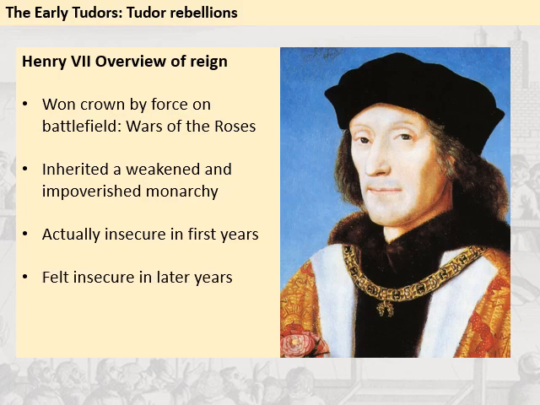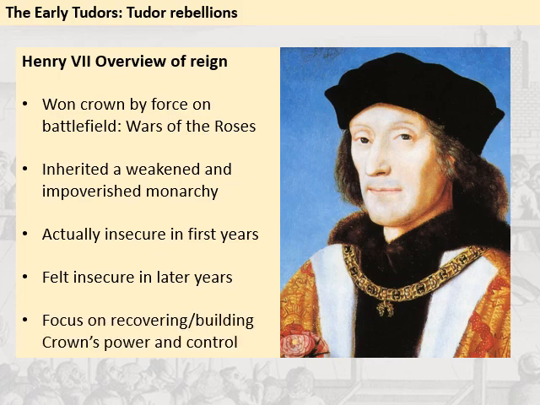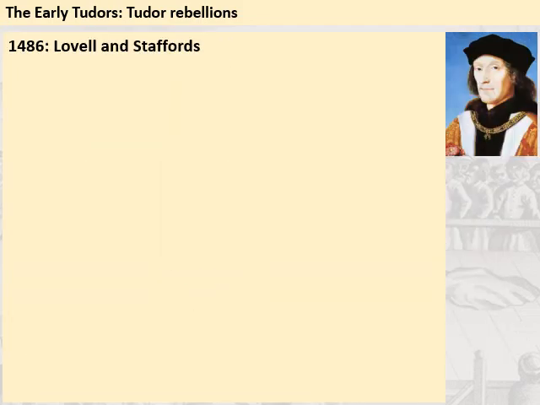Now he set about strengthening royal control, but all the way through his reign he feels insecure. This is particularly prevalent in his later years, when he felt isolated and weakened, and this is reflected in his approach to government in his final years, which became increasingly avaricious as he attempted to bolster his security by finances. So across his reign, Henry VII focused on recovering and building the crown's power and control.